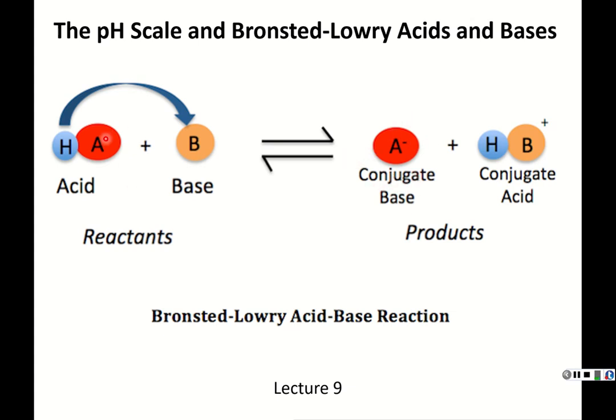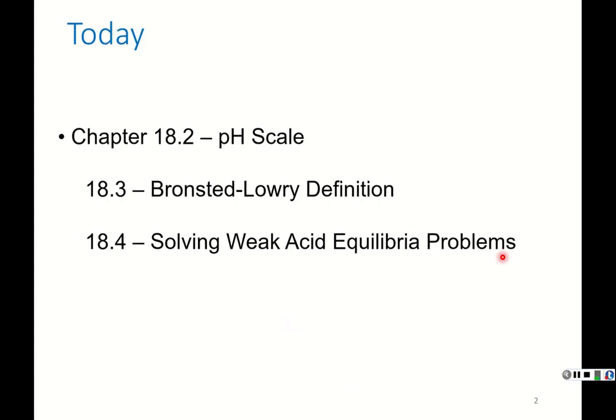So we have an acid and a conjugate base. And the base, after it accepts a proton, becomes its conjugate acid. So a base will turn into a conjugate acid. Okay, so there's this relationship between acids and bases in the Bronsted-Lowry definition. This is from chapter 18, sections 2 through 4. It will briefly touch on section 4 at the end of the lecture.